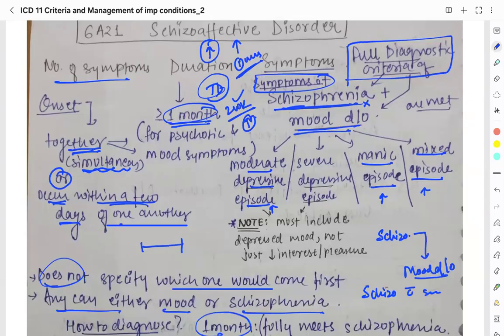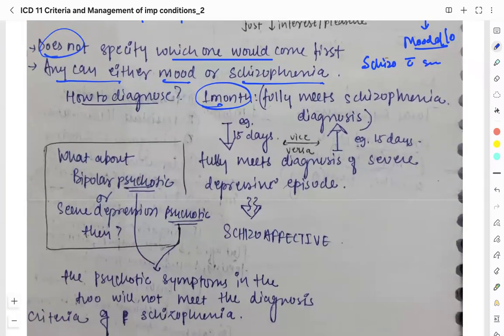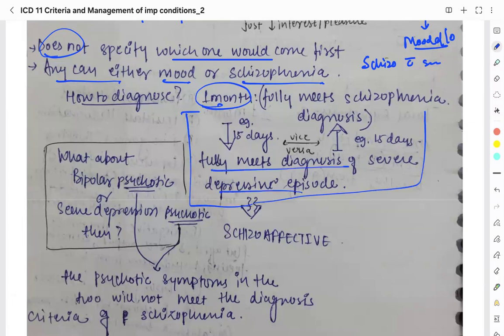All right? So I have made a small chart to understand that. Let's say for 15 days it met the full criteria for a severe depressive episode, and then for a month it met the full diagnostic criteria of schizophrenia.